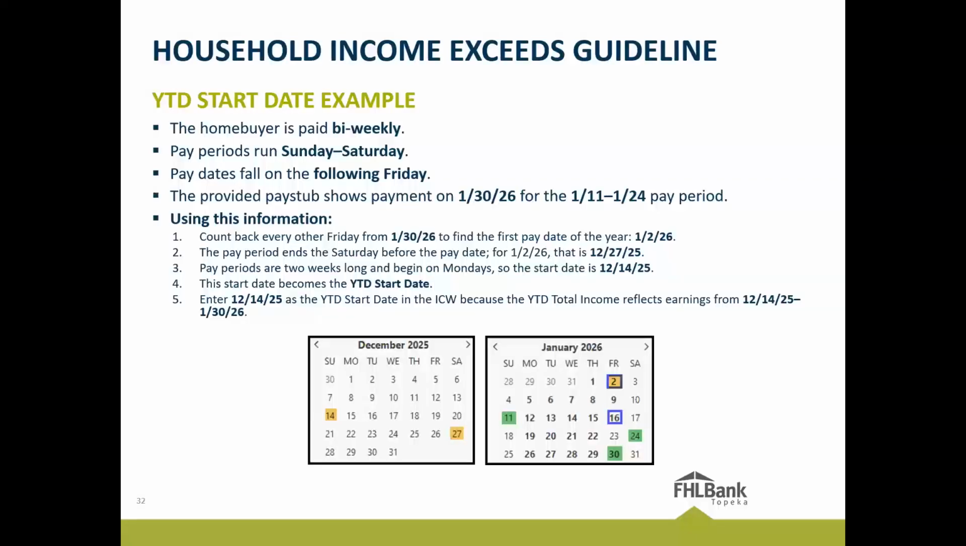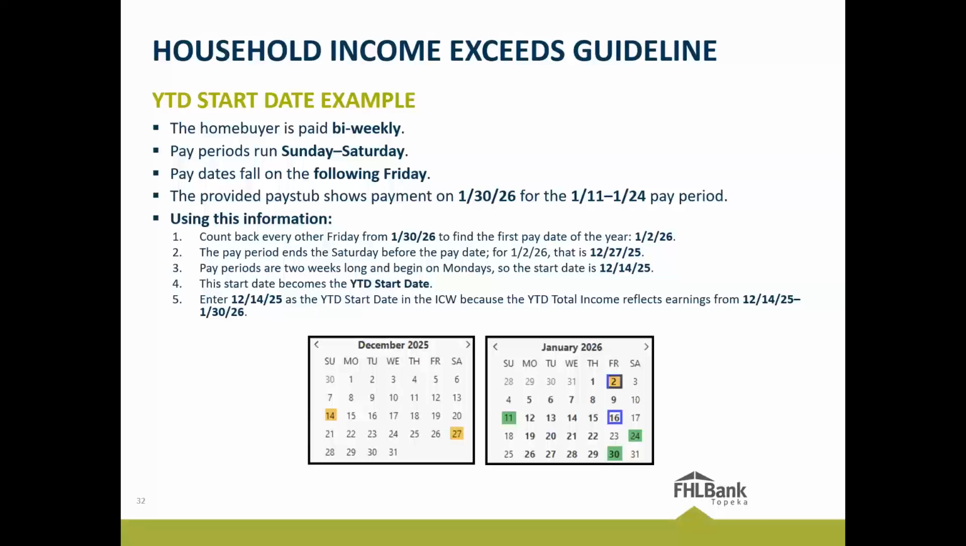And we know that the pay periods end the Saturday prior. If we go to the Saturday prior, that was December 27th. And we know the pay periods are 2 weeks long, starting on Mondays. So we go back to that Monday, which would have been December 14th. So in this case, backing into the year-to-date start date, the year-to-date start date would be December 14th, and we would complete the year-to-date start date in the ICW as December 14th.